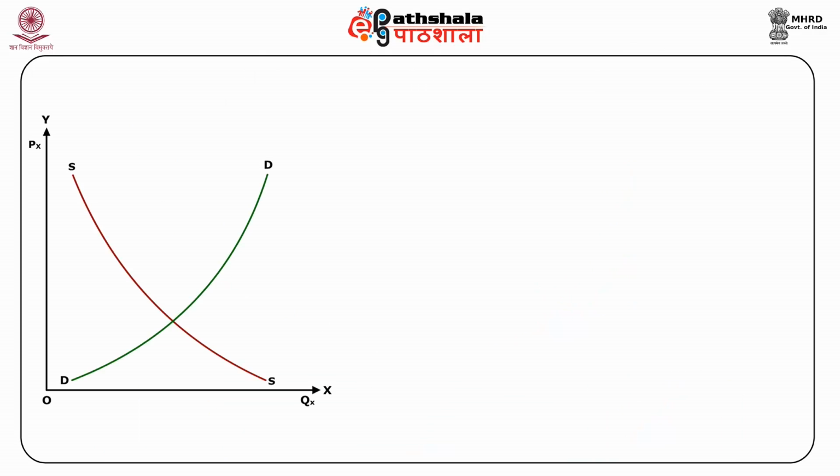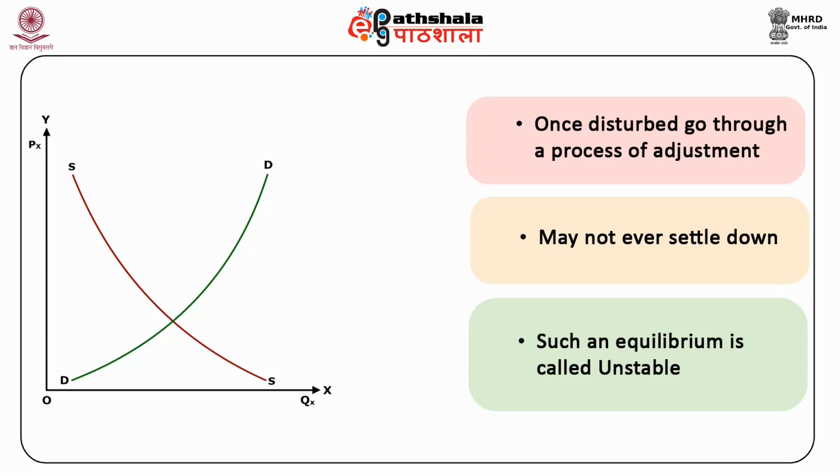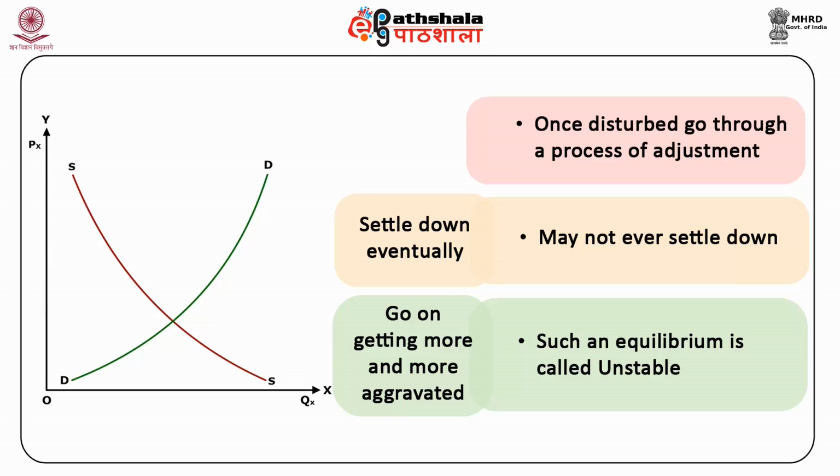Equilibrium situations, once disturbed, usually go through a process of adjustment and settle down eventually to the new equilibrium situations. Such an equilibrium is called a stable equilibrium. But sometimes a disturbed equilibrium may not ever settle down to another equilibrium position, but go on getting more and more aggravated. Such an equilibrium is called unstable.